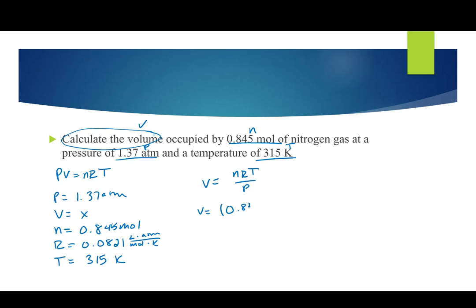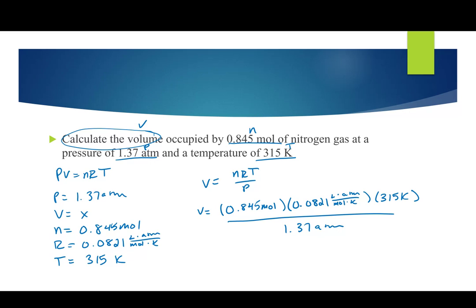So 0.845 mole times 0.0821 liters atmospheres over mole Kelvin times 315 Kelvin over my pressure of 1.37 atmospheres. So I get a volume of 15.95. For significant figures, I have to have 3, so we have to round it to 16.0. With respect to the unit of that volume, moles here will cancel, temperature cancels, atmospheres cancels, and I'm left with a unit of liters.